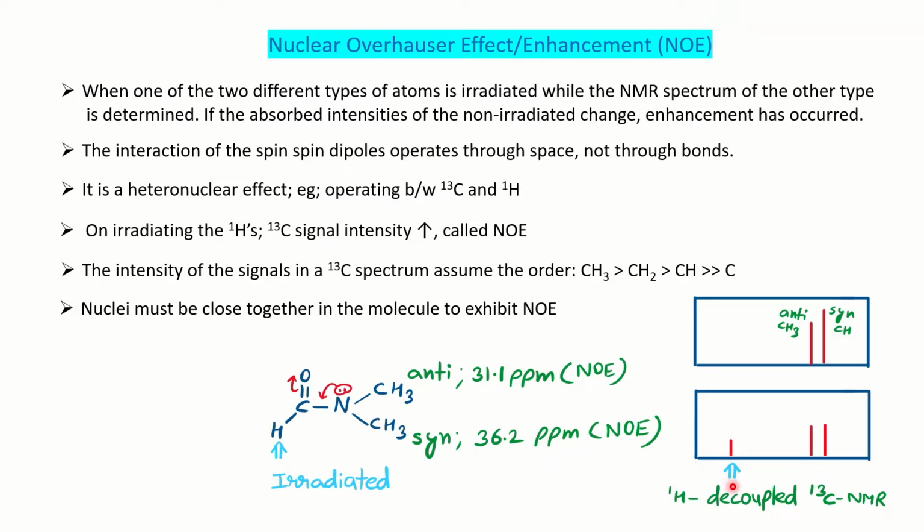This is a proton decoupled C13 NMR. On irradiation of this proton, it is going to disappear in the final output, and you can notice the enhancement in the intensity of the peak, which is more for the syn CH3 as compared to the anti CH3. So this type of enhancement will tell you the correct stereochemistry or configuration of the molecule.